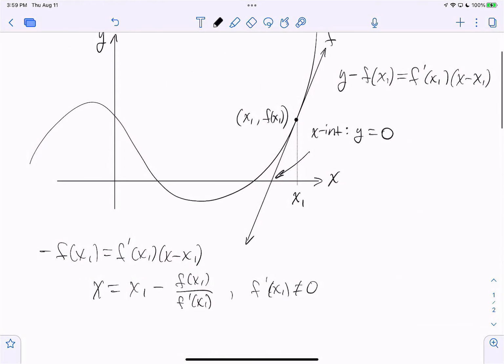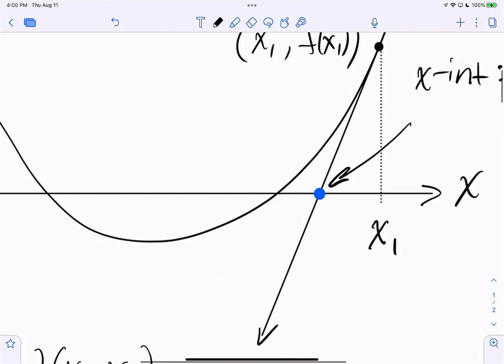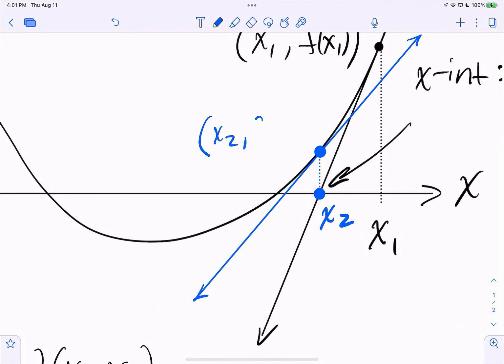Let's suppose that I take this x that I just found here, let me get some colors, and repeat the process that we just did, except using this x coordinate. Associated with this x value is a point on the curve at which there's a tangent line that has an x-intercept. I called this first value x1. Let's call this value x2. And the associated point on the curve is x2, f of x2.